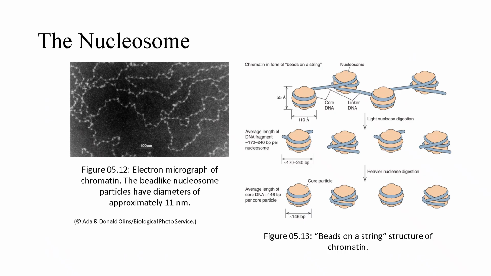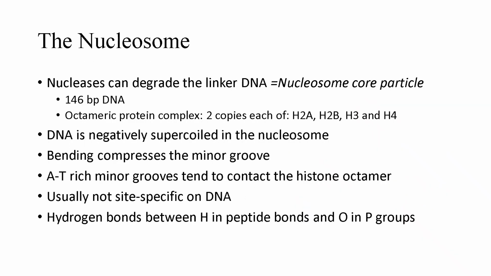The first level of organization is the nucleosome, which involves DNA wrapped around histone proteins. There are 5 major types of histones, all rich in the basic amino acids lysine and arginine, both positively charged, which allows interaction with the negatively charged phosphate backbone of DNA. Each nucleosome consists of about 146 base pairs of DNA wrapped around a core of 8 histone proteins, 2 copies each of H2A, H2B, H3, and H4.